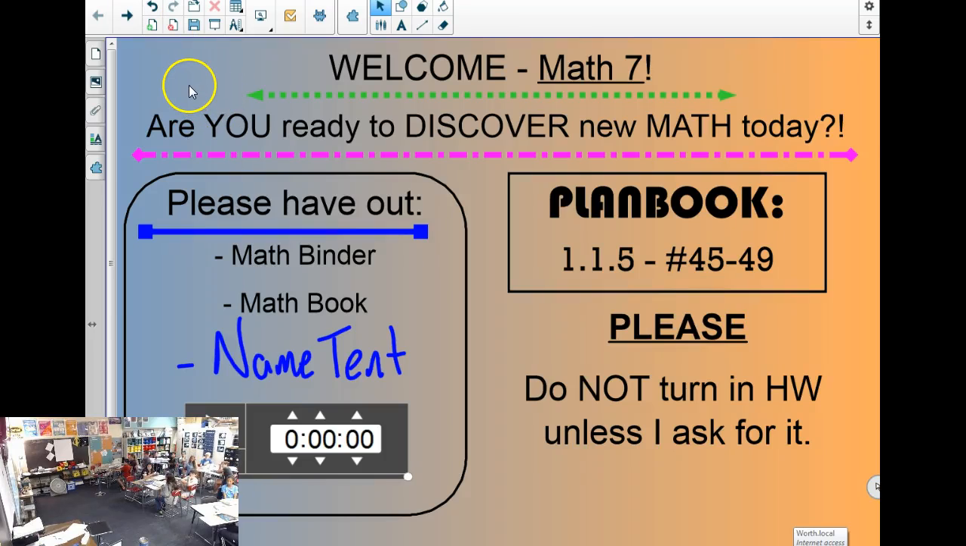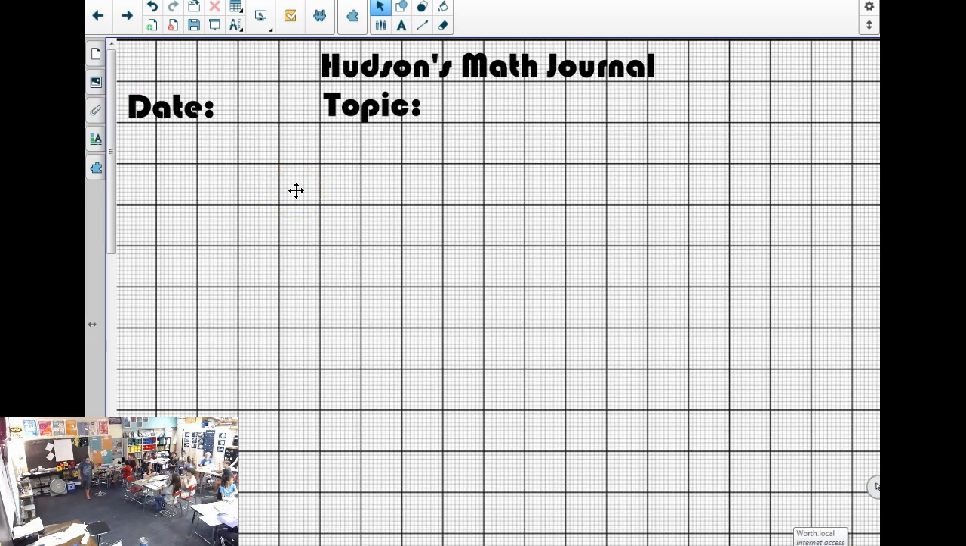Please, if you don't have your name out, get it out. Reminder, notes and homework are done on separate pages. Notes may continue from a previous day if you want to be efficient and use all of your paper, or you can start a new page. We have plenty of graph paper.